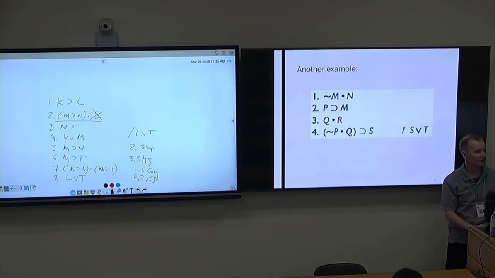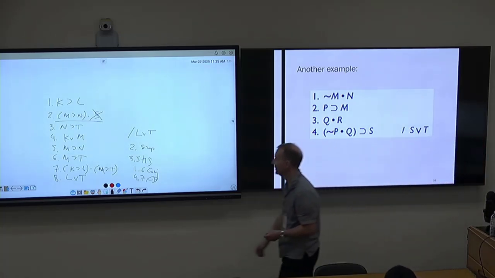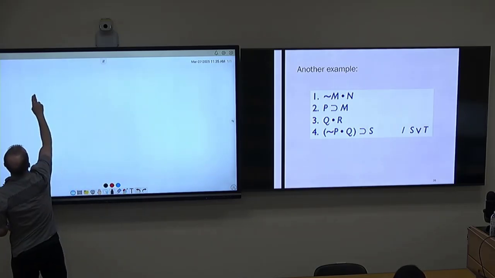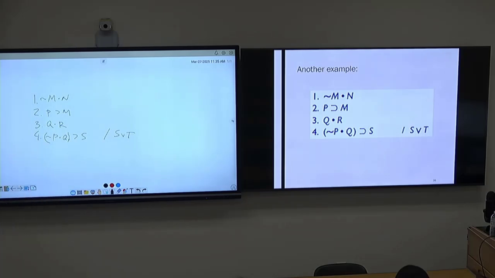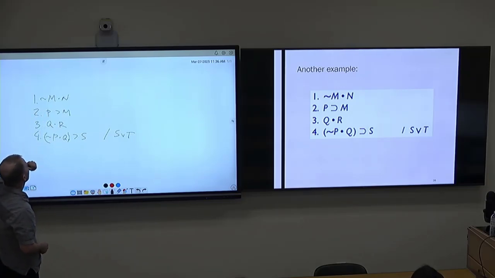Okay, there is another example. Let's see if we can do it ourselves. So, first one. Okay, so again, you can use a variety of different rules to get to this result. What could we go for in the next line? Let's just see what options we have. One option, we could simplify, and have not M, or we could have N.